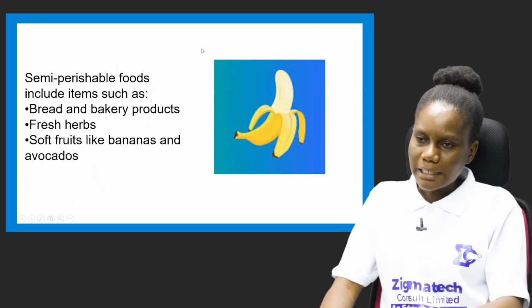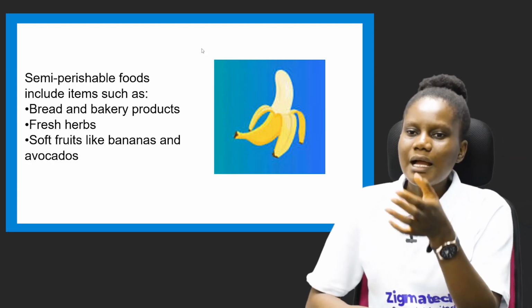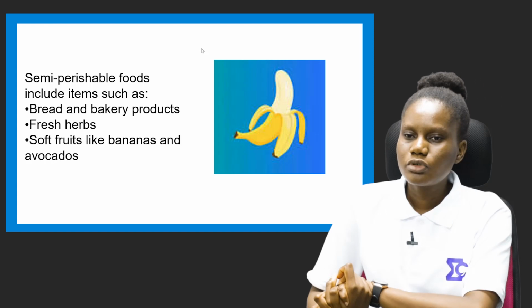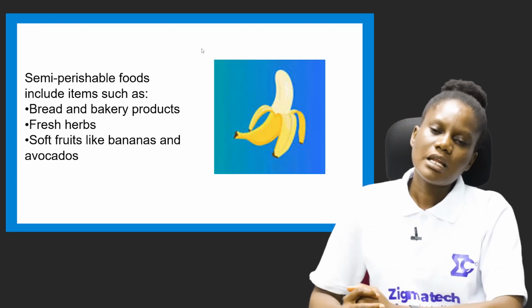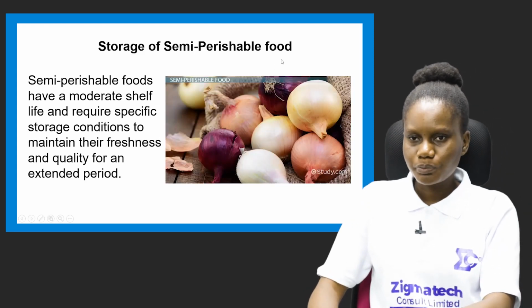So let's look at examples of semi-perishable food. It includes your bread and bakery products, fresh herbs, then soft fruits like bananas and avocados. These are all semi-perishable food.